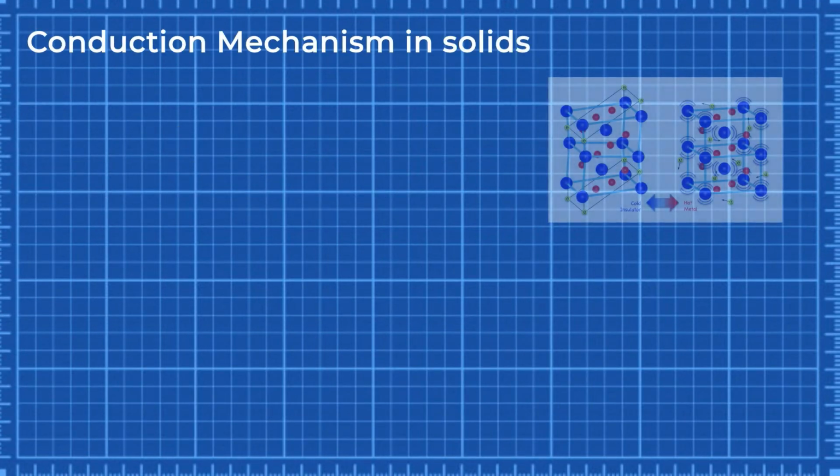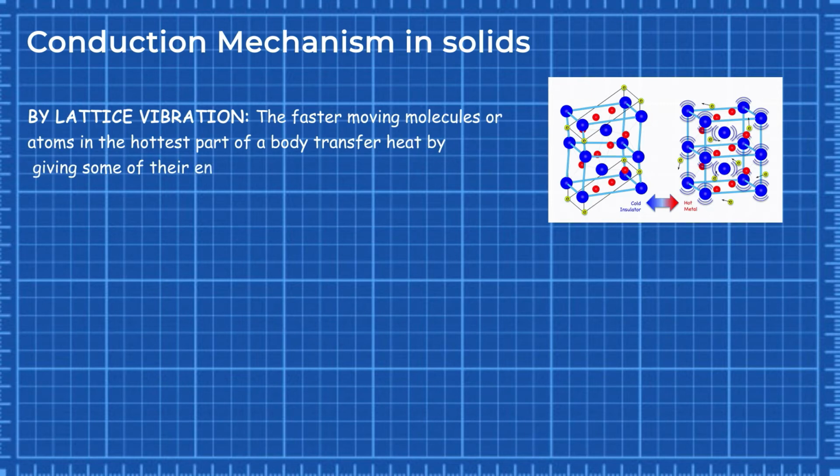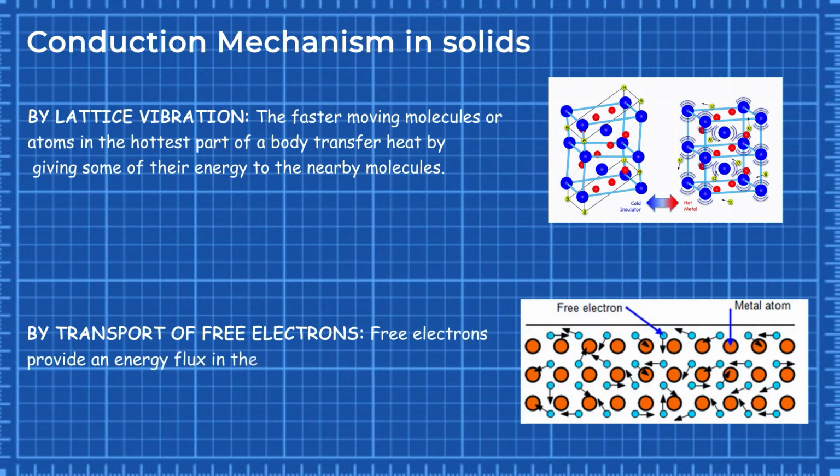Conduction mechanism in solids. By lattice vibration, the faster moving molecules or atoms in the hottest part of a body transfer heat by giving some of their energy to the nearby molecules. By transport of free electrons, they provide an energy flux in the direction of decreasing temperature.